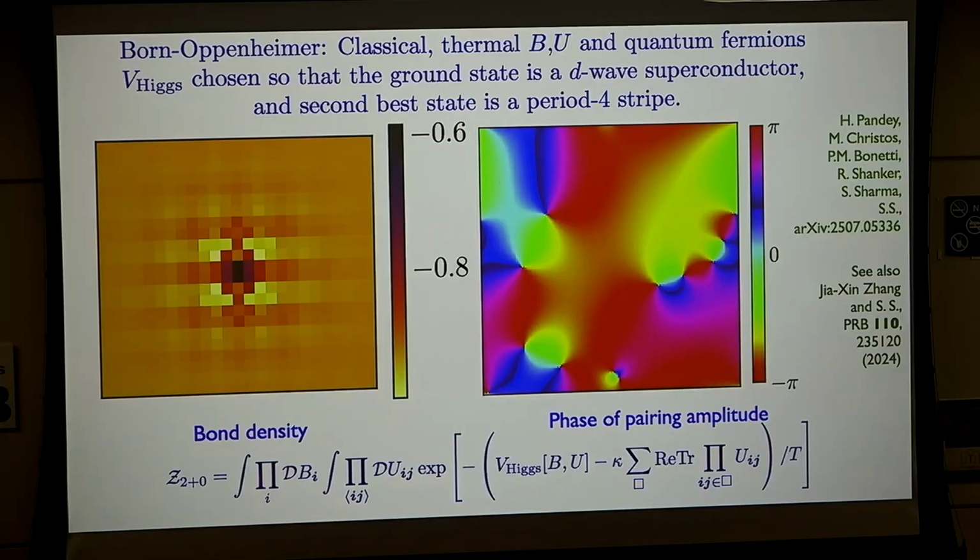And this is a modulation in the density. This is coming at period 4, and it's period 4, you can see that. It's coming because we chose parameters so the next best state is a period 4 state. So at the core of the vortex, when the d-wave goes away, you get the charge density wave appearing. You have enough parameters to get almost anything you want, but it's completely natural. There's no way to avoid something else appearing.